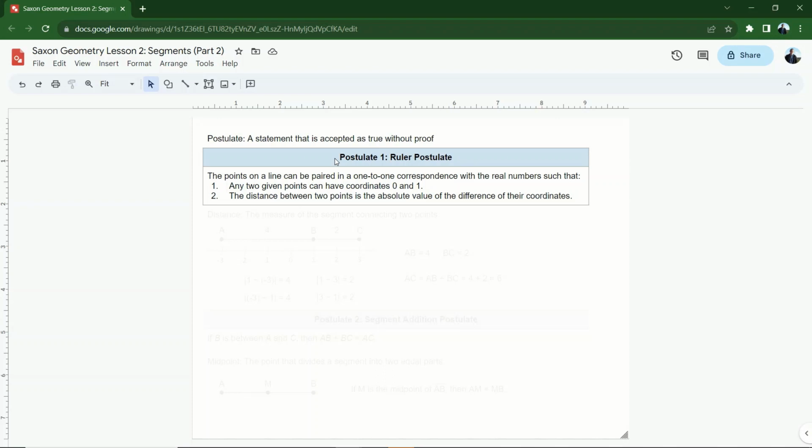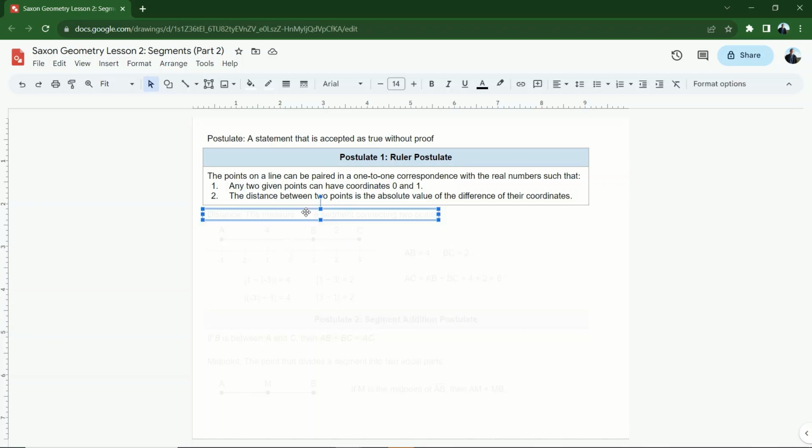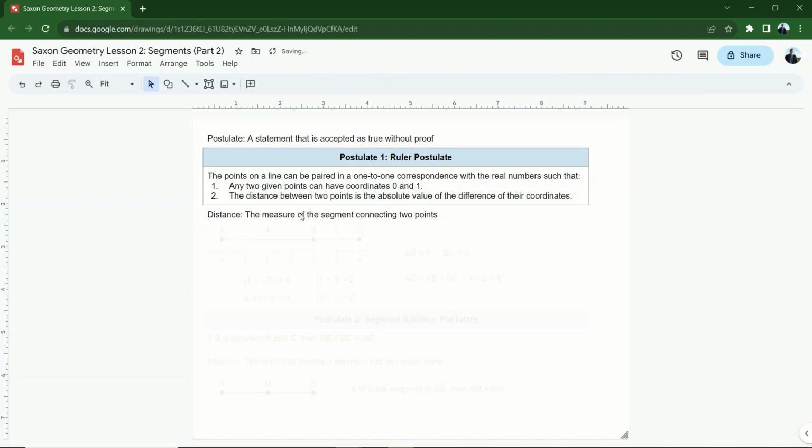Okay, so that's important. And then secondly, the distance between 2 points is the absolute value of the difference of their coordinates. What in the world does that mean? Well, this one is best understood if we look at a real world example. So first of all, I use this word distance. Let's define the word distance here. We defined the word length before. Let's define the word distance.